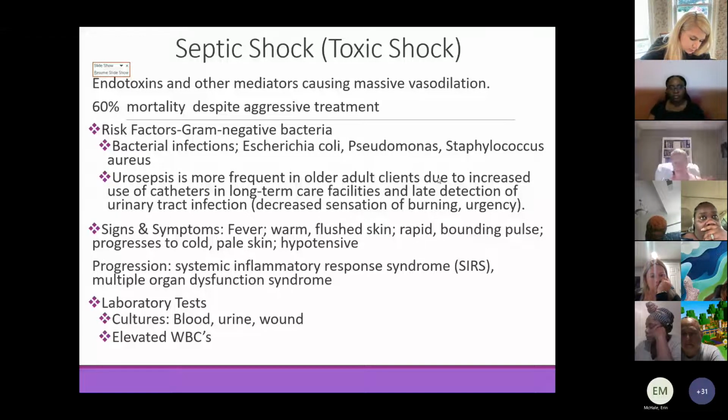In the hospital, we have, I'm not going to test you on this, protocols for recognizing septic shock.